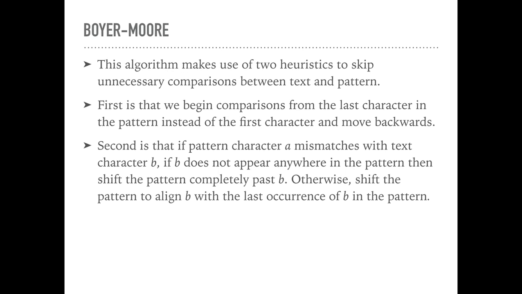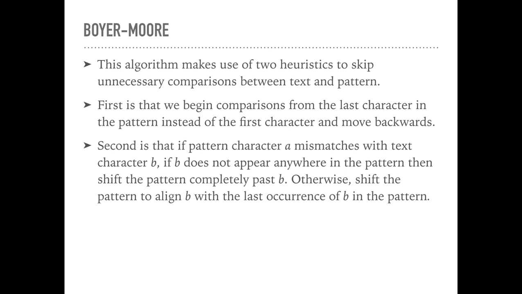So the two heuristics it uses are used to skip unnecessary comparisons between text and pattern. It knows that making these comparisons, it'll be impossible to turn up a match out of those comparisons. So it doesn't bother making them, and it saves a lot of time. The first heuristic is that we begin comparisons from the last character in the pattern and move backwards. In the brute force method, we started with the first character and moved forwards. Pretty intuitive. Now we're going to start at the last character and move backwards.